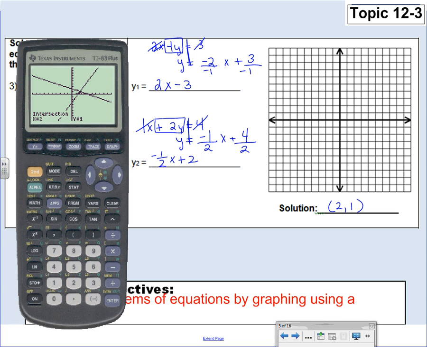Let's graph and see if we come up with that. Our first equation, the slope is 2, the y-intercept is -3. So we'll go down to -3 on the y-axis, and then up 2 over 1. And down 2 to the left 1. That's our y1. y2 has a y-intercept of a positive 2 and a slope of a -1/2. So it's down 2 over 1. And automatically I can see my point is 2, 1 where they intersect.